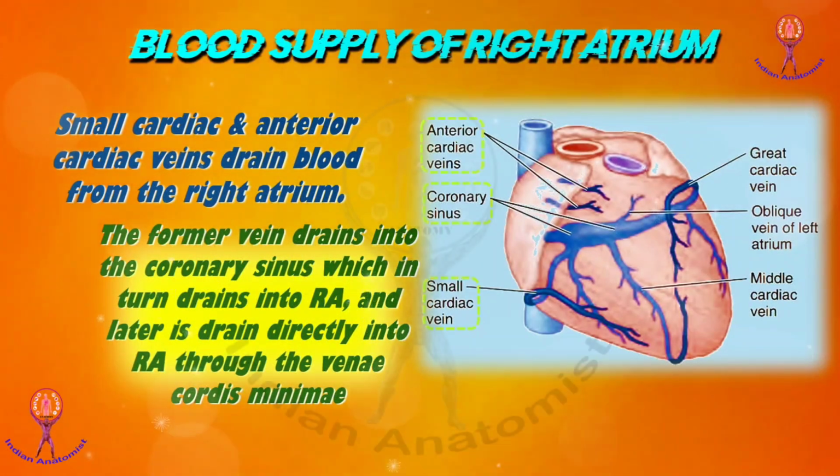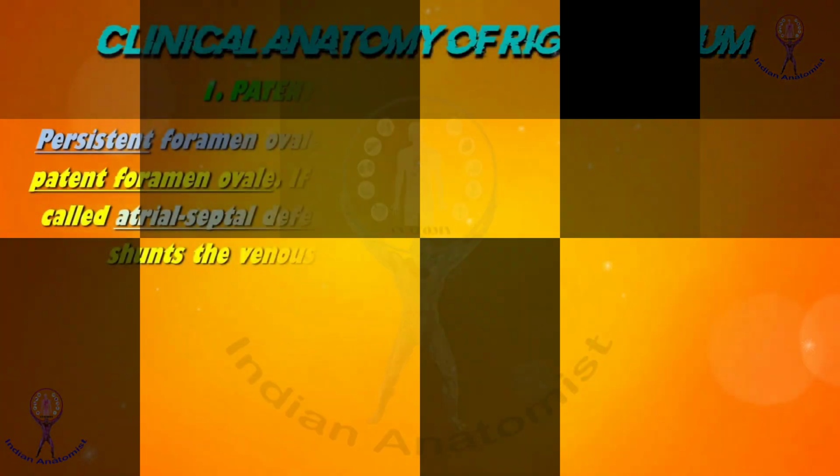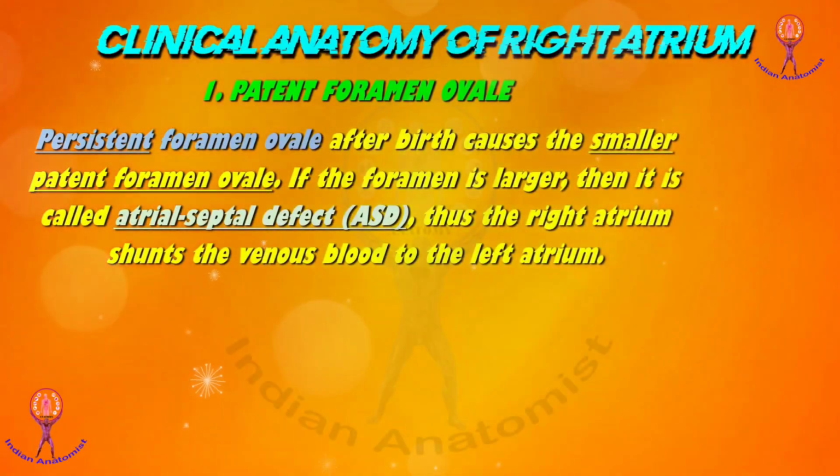The final touch of the right atrium is studying its clinical anatomy. Number 1 is patent foramen ovale. Persistent foramen ovale after birth causes a smaller patent foramen ovale. If the foramen is larger, then it is called atrial septal defect or ASD. Thus, the right atrium shunts the venous blood to the left atrium.